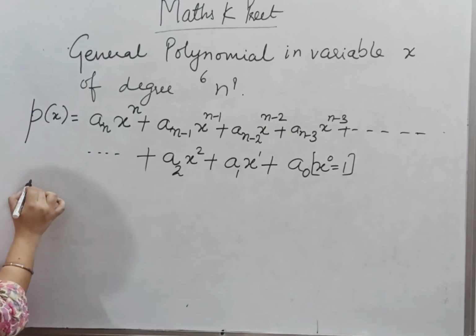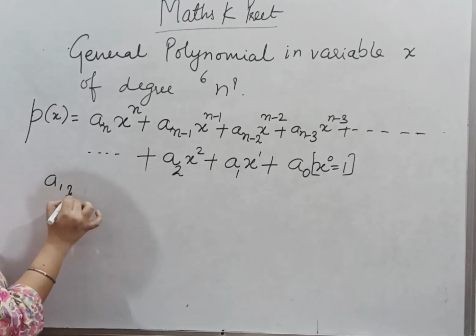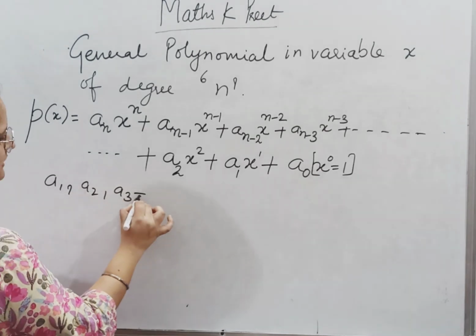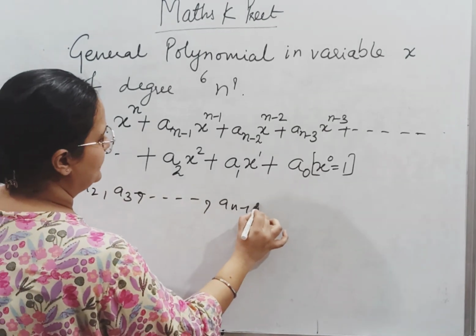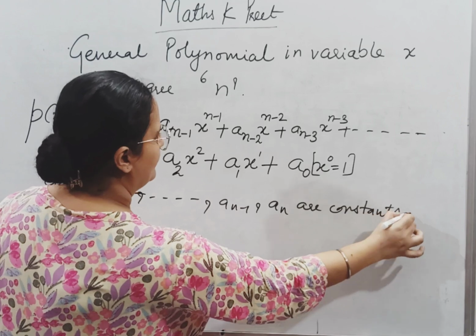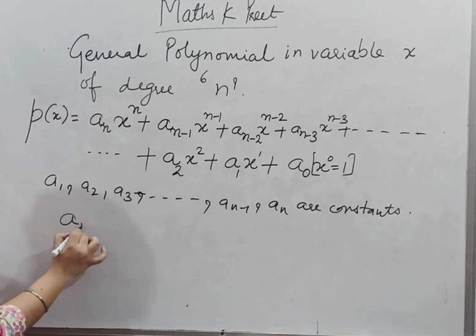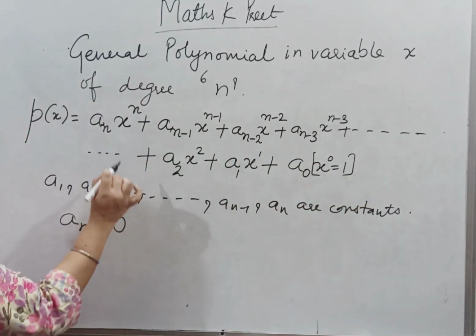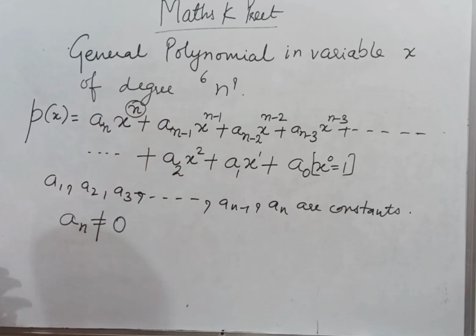So here constants are a1, a2, a3, and so on, an minus 1, an. These are constants. Here an should not be equal to 0 because degree is what? n. So an cannot be 0. So this was the general polynomial.